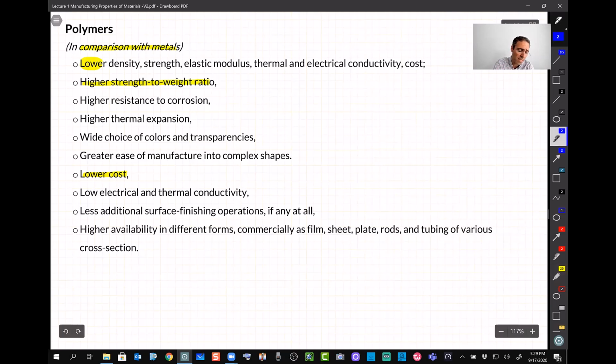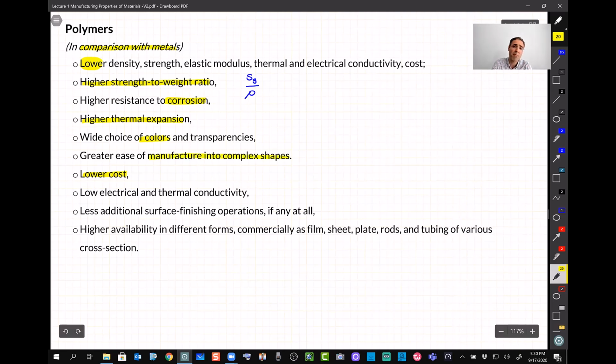If you recall, we said the ratio of strength, or S_Y, yielding strength, to weight. Because it's a lighter material compared with metals, its specific strength is higher, and that's why it is so attractive. Also, it has other good properties. Corrosion, we don't need to be worried about corrosion, unlike metals. The thermal expansion is high. Of course, it can come in different colors, and it can be transparent, which is a good thing.